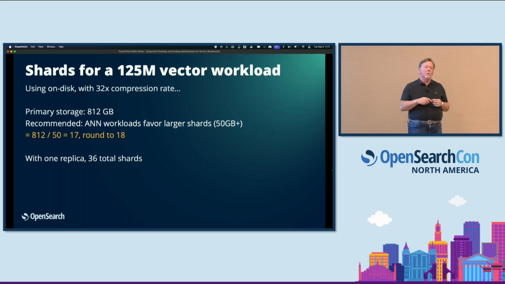So as I said, the shards themselves are the things that do the work. The first thing we think about is, okay, how is this going to shard? Let's use on disk with 32x compression rate for our primary shards, 812 gig. Recommended for ANN workloads. ANN workloads actually favor larger shards.